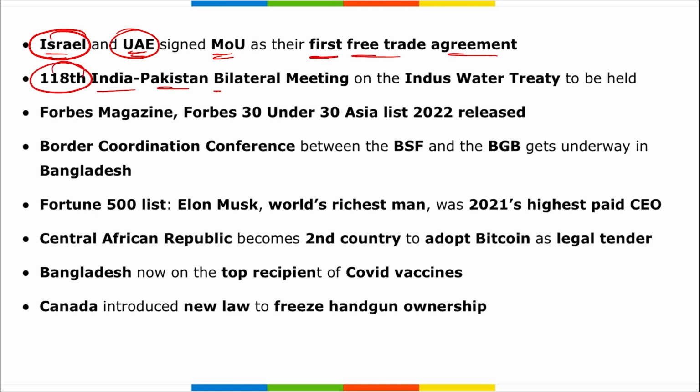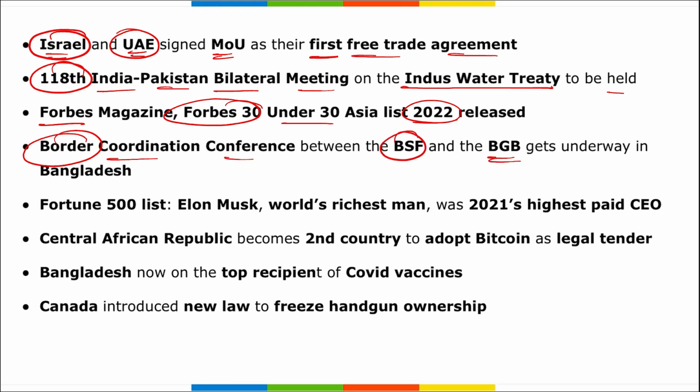118th India-Pakistan bilateral meeting on the Indus Water Treaty was held recently. Forbes magazine Forbes 30 under 30 Asia list for 2022 was released. Border coordination conference between Border Security Force and BGB gets underway in Bangladesh. Fortune 500 list was released and Elon Musk is the richest person.